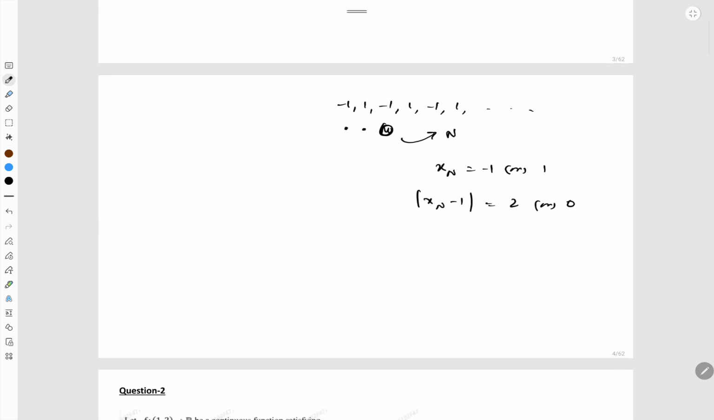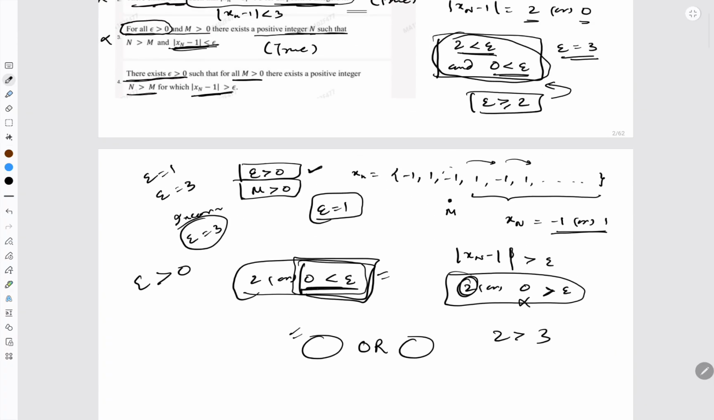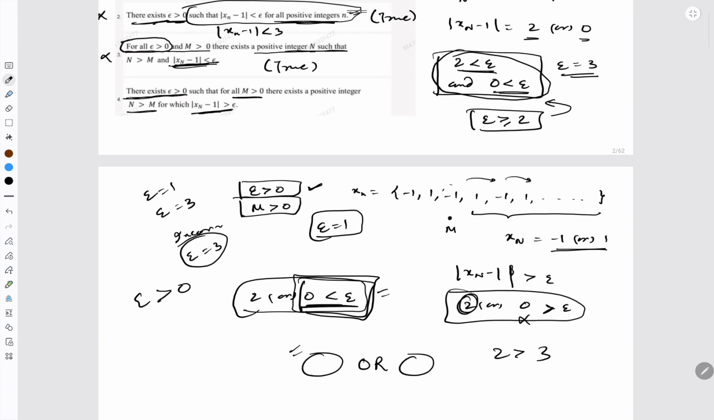So this is true, right? If I take m here as well, then also xn can be either minus 1 or 1, or xn minus 1's mod is either 2 or 0. That is true, right? So it is saying that there exists epsilon greater than 0 such that, okay, for which this condition should be true.